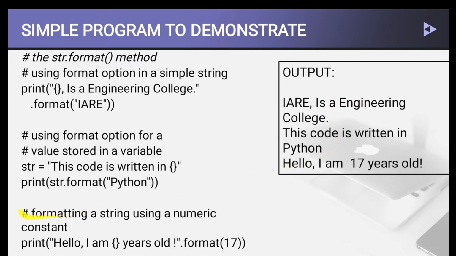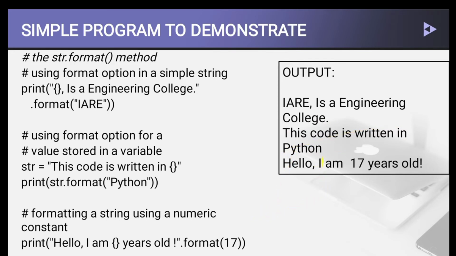Now let us see another example. Let us see a value stored in a variable: let us store str is equal to code is written in a placeholder. Let us print string dot format. I am using this format on the object string, with python. Now this python will be placed in the placeholder, and the output will be: code is written in python.